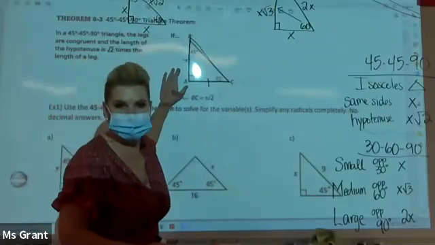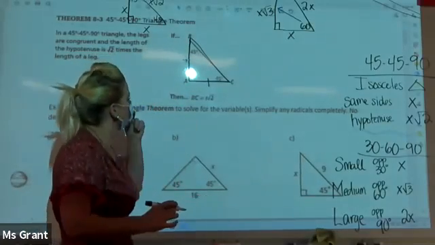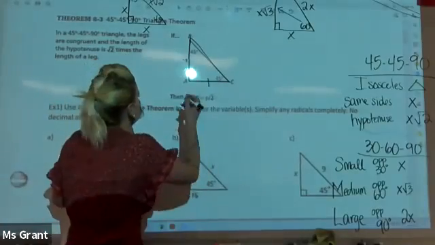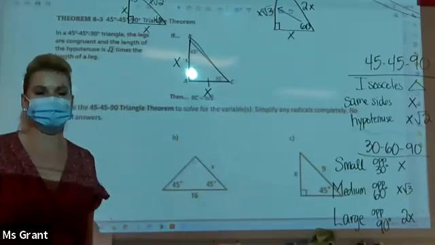Here's what I've done since you didn't see. I traced this triangle. I have an isosceles triangle. Two of the sides are the same. So that means that if they're the same, I can give them the same value, x.